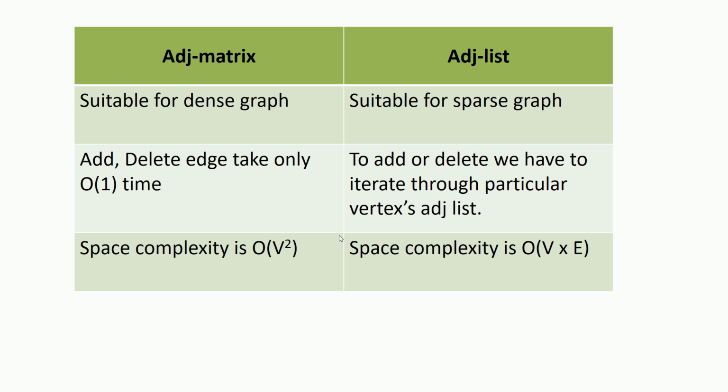Now, depending on this comparison, we can conclude that if our algorithms need to find whether a particular edge exists or not quickly, we need to go for the adjacency matrix kind of representation. Otherwise, we can stay with adjacency list representation.